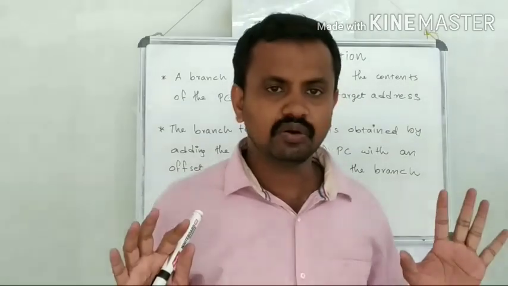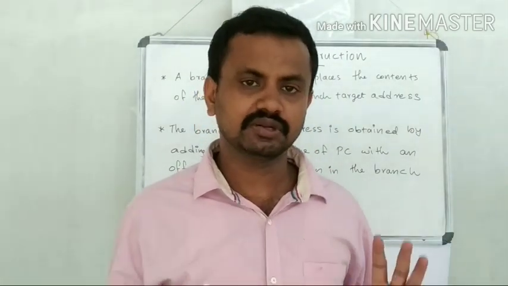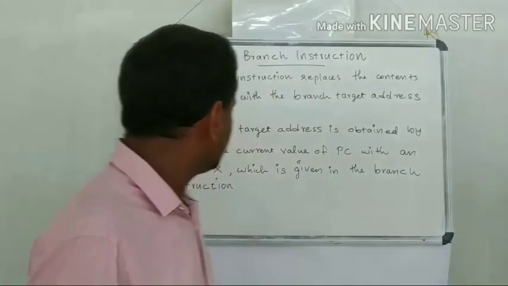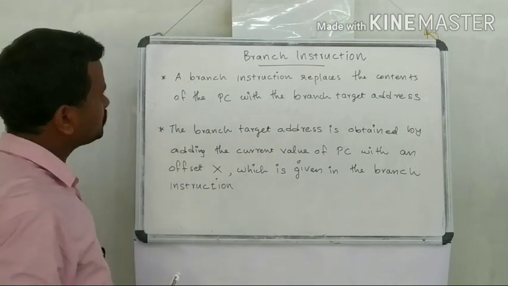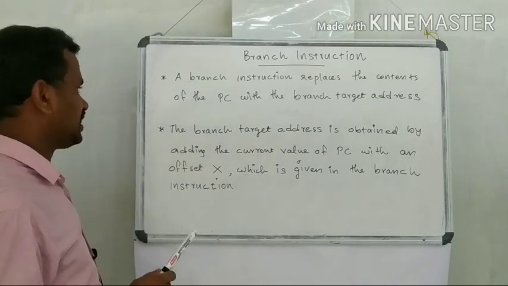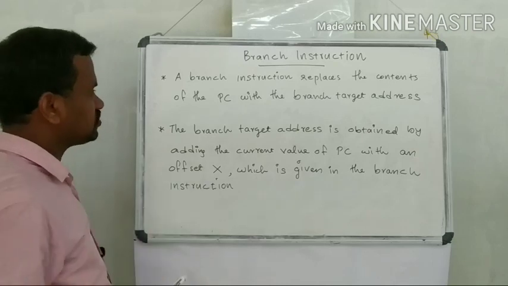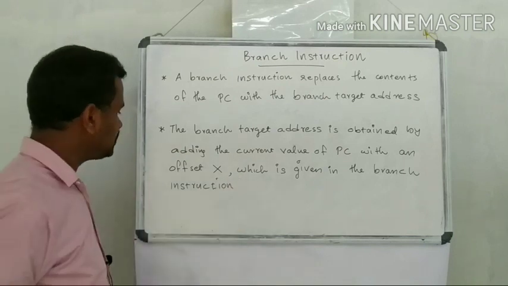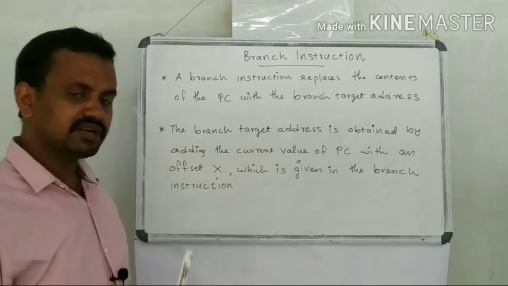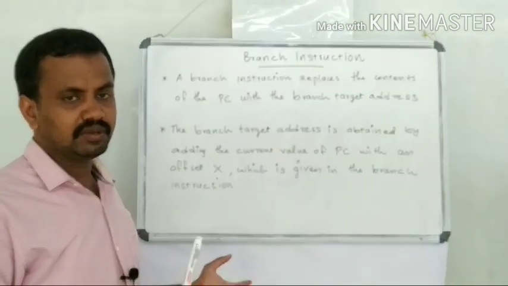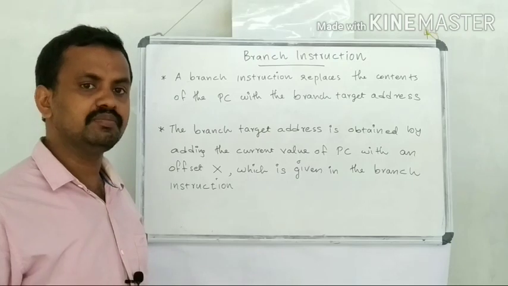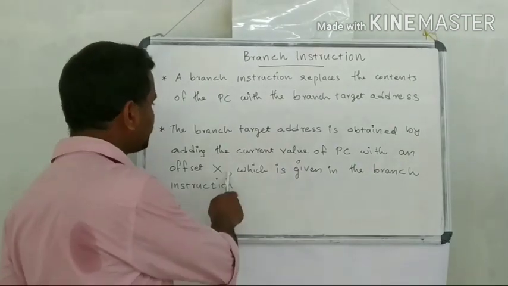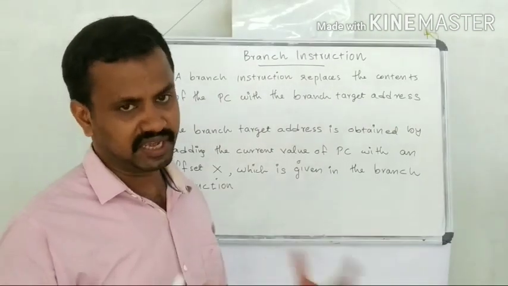Okay, in this video, we will explain how a branch instruction will be executed using our single bus organization of data path. A branch instruction replaces the contents of the PC with the branch target address, and the branch target address is obtained by adding the current value of PC with an offset X, which is given in the branch instruction. That is, after fetching this branch instruction, the current value of PC will be PC plus 4. Then that PC plus 4 will be added with the offset X, and that will give the branch target address.